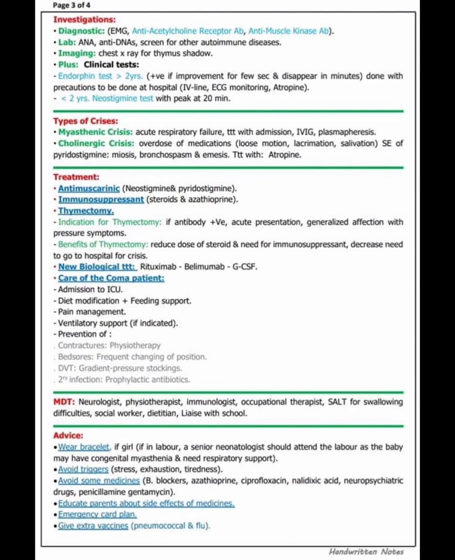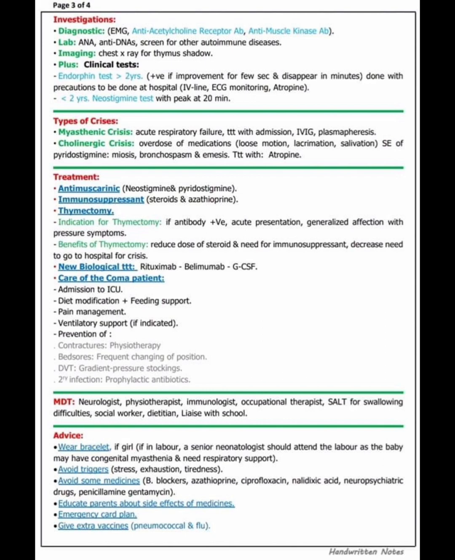Multidisciplinary team involved: we involve the neurologist, physiotherapist, immunologist, occupational therapist, speech and language therapist for swallowing difficulties, social worker, dietitian, and liaise with school. Now advice. What advice do we give for a myasthenia gravis patient? Number 1, wear a bracelet. If in labor, a senior neonatologist should attend the labor as the baby may have congenital myasthenia and need respiratory support.